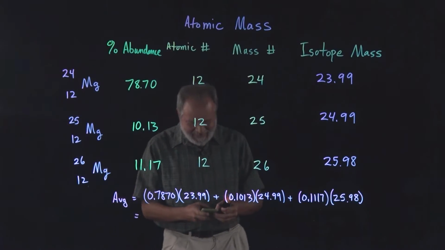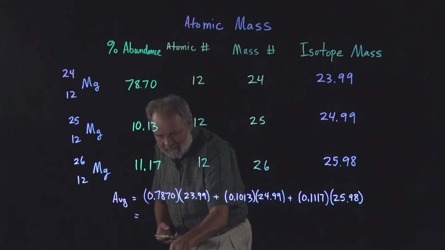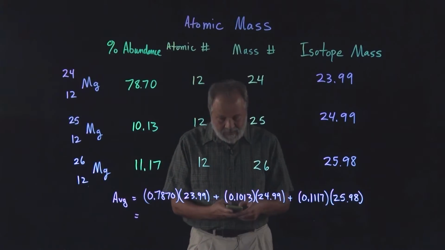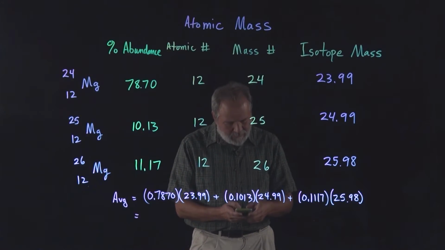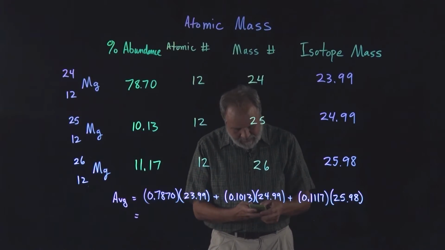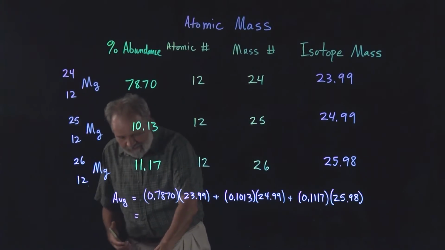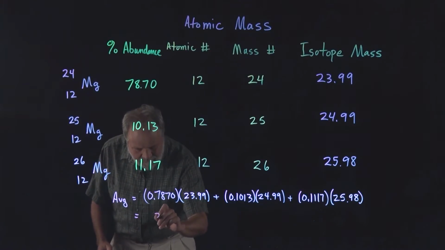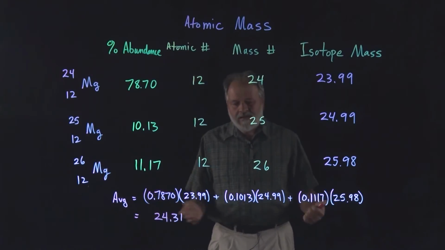I'm back. All right, so we're going to have to calculate this out since I did not write it down. All right, so 0.787 times 23.99 plus 0.1013 times 24.99 plus 0.1117 times 25.98, 24.31. Hey, I didn't have to do that after all. All right, and so that's how you calculate atomic mass.